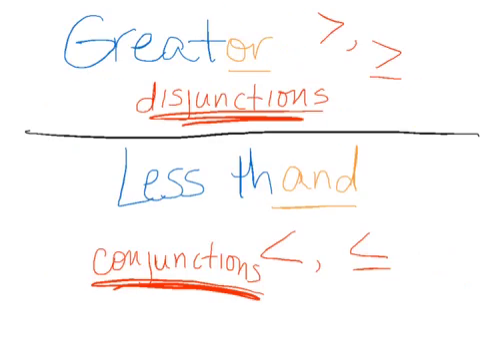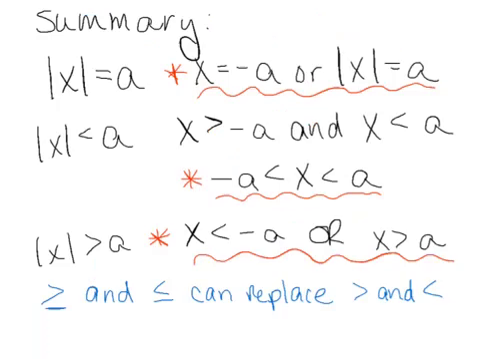Okay, reminders. When you're doing greater, it's a disjunction. It's an or statement, greater. So it's easy to remember. If it's greater than or equal to, greater, it's a disjunction. Less than, just a little easy way to remember it, less than is a conjunction or an and. Okay, as a summary, you might want to write this down.